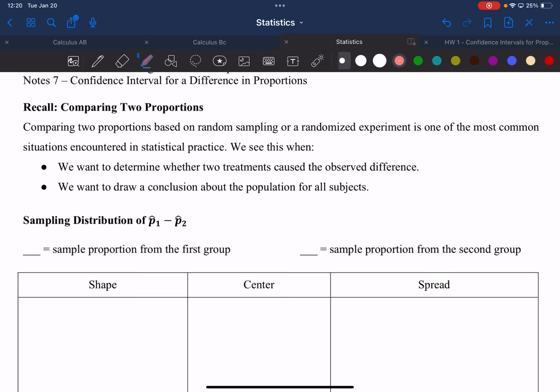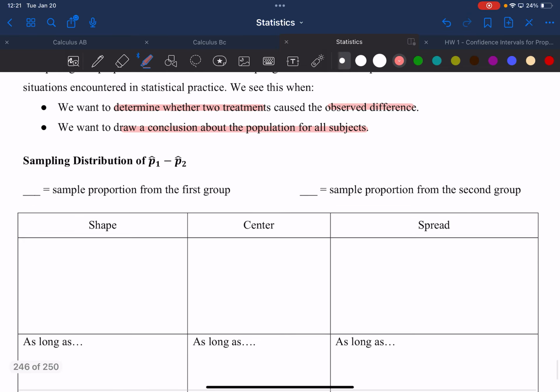We see this when we're trying to determine whether two treatments caused an observed difference, so like in an experiment, or if we want to draw a conclusion about the population for all subjects. So this is the most common type of statistics because in general, when we are trying to test something or ask a question, we want to compare two different things, okay? And in the example that we're about to do at the end of this, we're comparing teenagers versus adults. Who has more social media, right? That is a more common practice than just looking at one proportion.